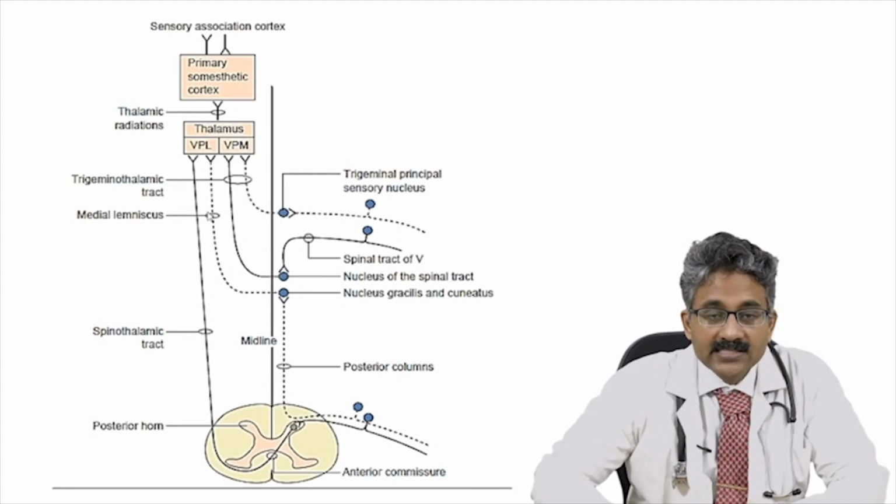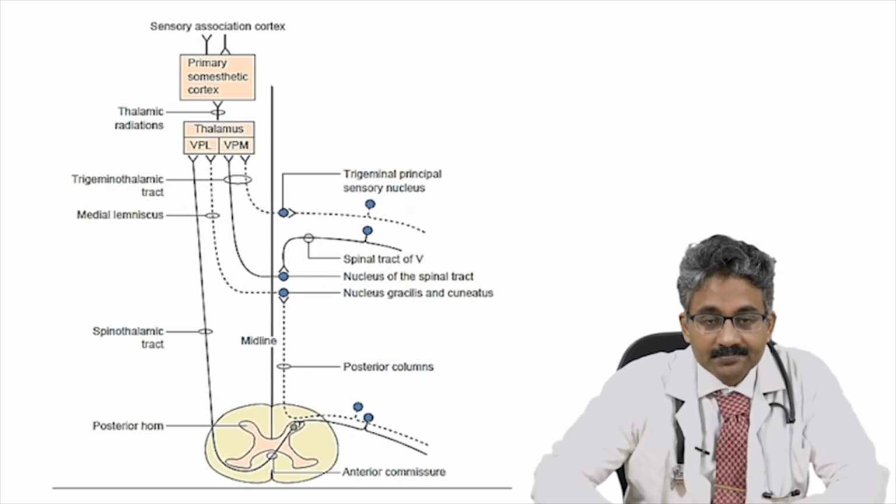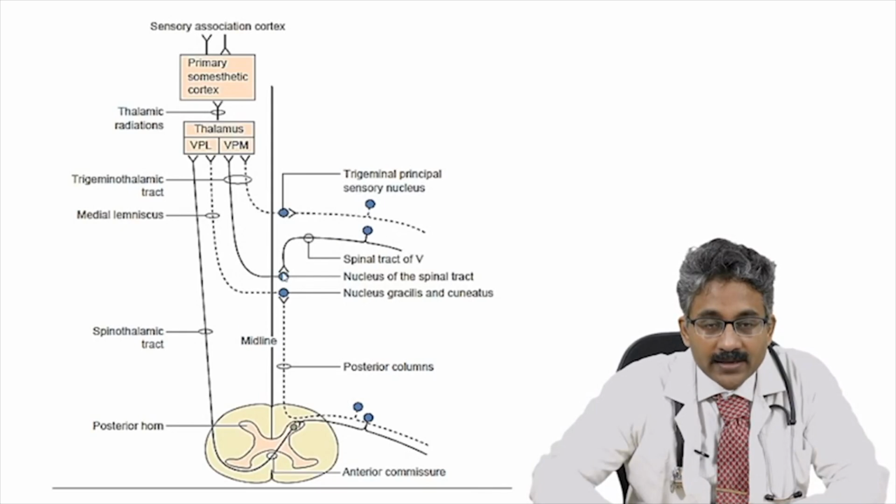We have already discussed the fifth nerve and the sensory nerve supply of the face. Here, this is the fifth nerve nuclei, and this is the ganglia. The fibers which carry pain and temperature descend down, until the spinal C2, C3 level.